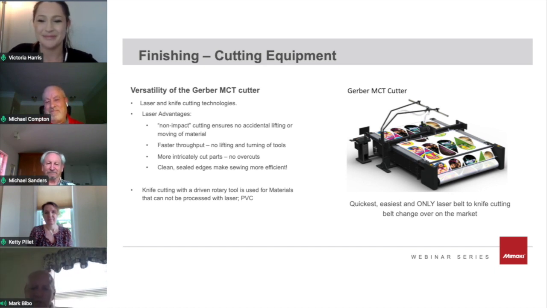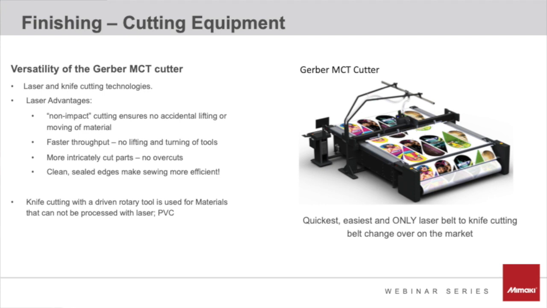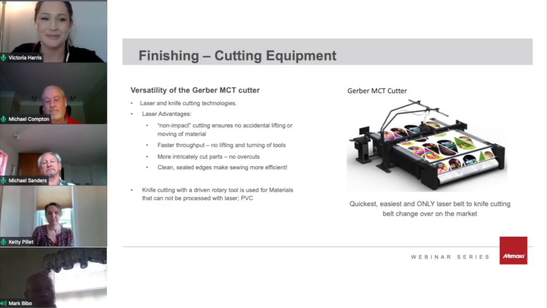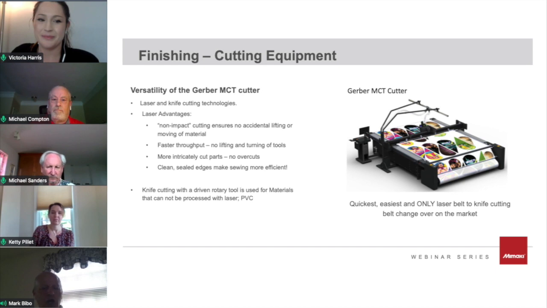So I wanted to talk a little bit about the MCT cutter, its versatility, and specifically its versatility with regard to soft signage. What the MCT cutter allows our customers to do is to really have two great cutting technologies on soft signage, the first being laser and the second being traditional knife cutting. With laser cutting, there's just a great way for our customers to provide non-contact cutting, and there are several advantages of non-contact cutting.